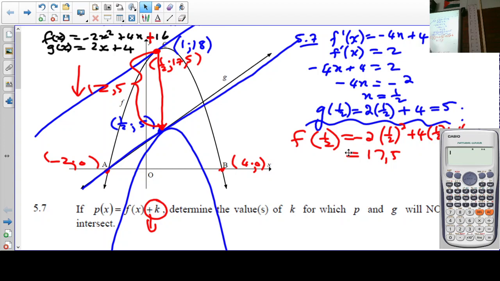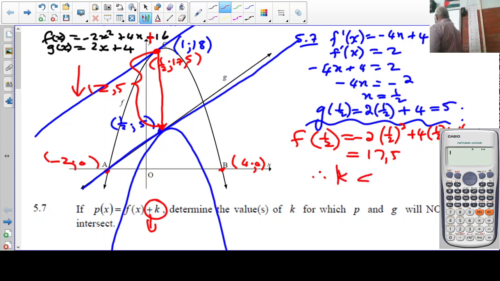So therefore, the k value has to be less than negative 12.5. Yeah, it has to be negative. Why? Because the graph is moving down. That's why it's negative. Alright.